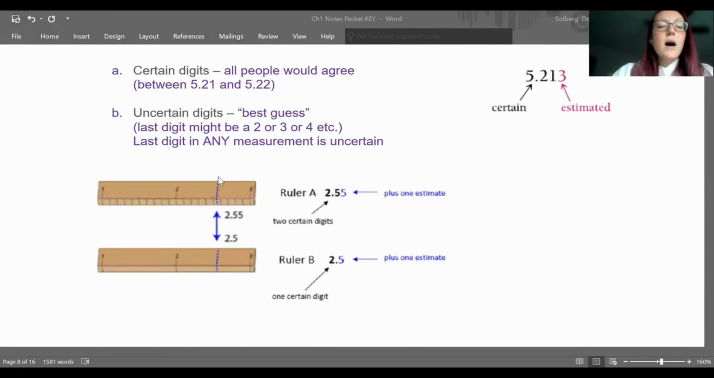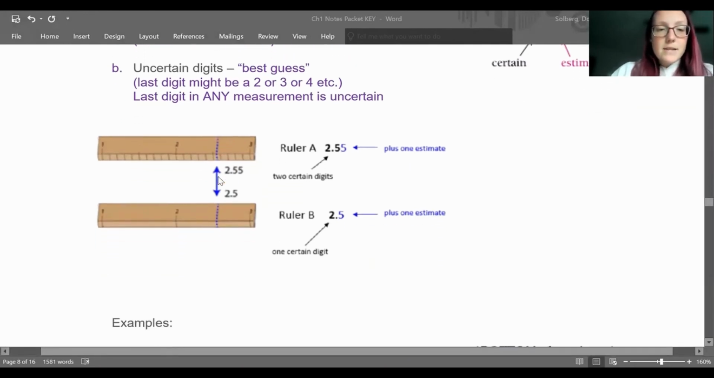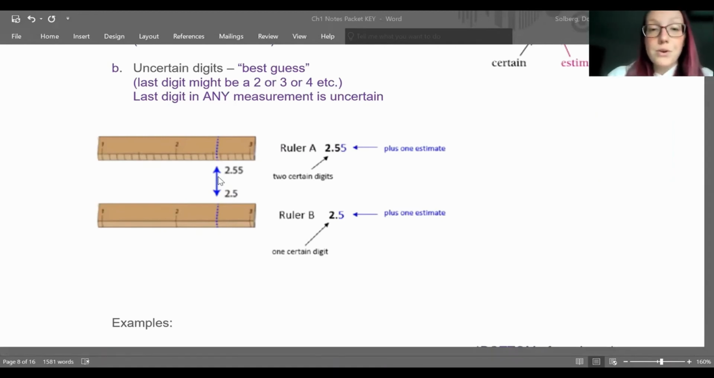All right, so here I've got a measurement. It's marked here at 2.55 or 2.5 on these 2 different rulers, but notice the 2 rulers are different. The more graduations you have, the more lines, the more precise your measurement can be, the more significant figures or digits you can have. So when I'm talking about certain digits, if you actually look at this first ruler here, my line, I know that that's somewhere between 2.5 and 2.6. So that 2.5 part is known. It is for sure between those 2 marked lines.